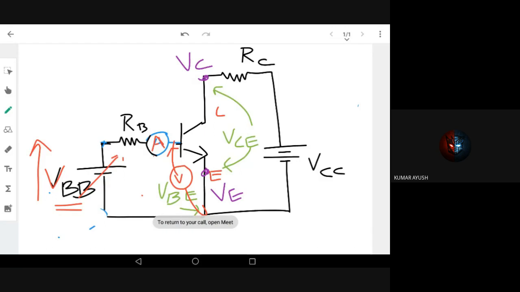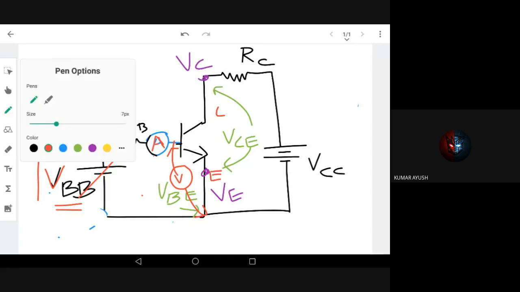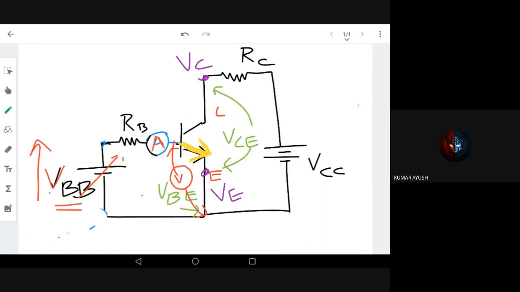So you can see the characteristic. This is nothing but a diode. The base-emitter is nothing but a diode actually. So we are trying to find the curve of a diode, which you already know.